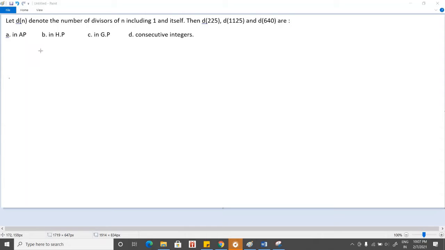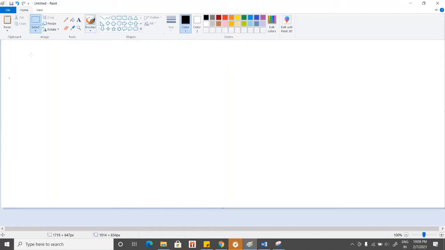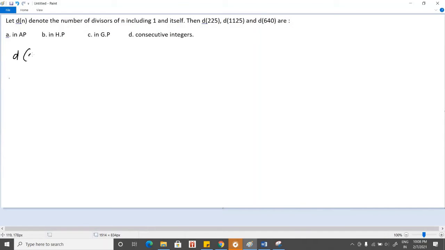So here goes the question. Let Dn denote the number of divisors of n including 1 and itself. Then D225, D1125 and D640 are in AP or in HP or in GP or in consecutive integers. Now here Dn denotes our tau function, which helps us to find out the number of divisors of any particular number with the help of prime factors.